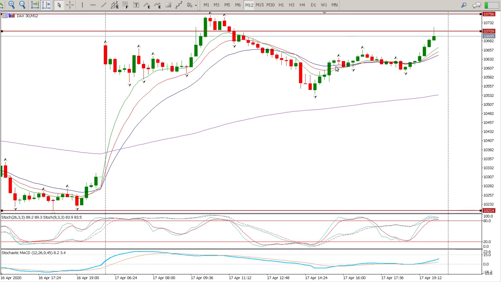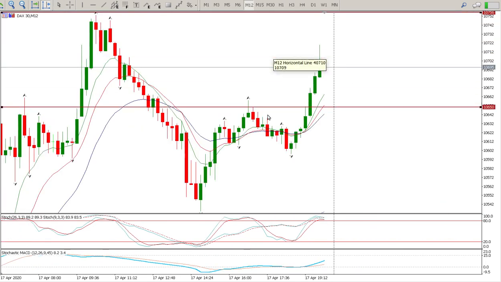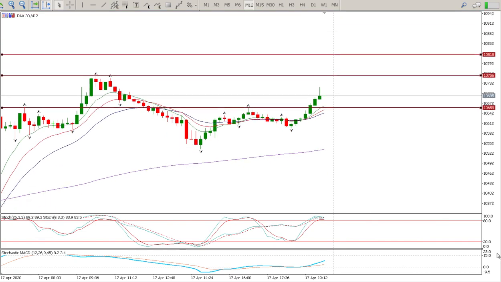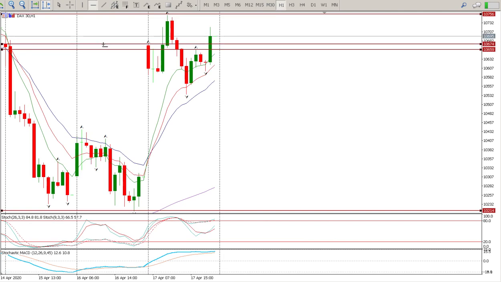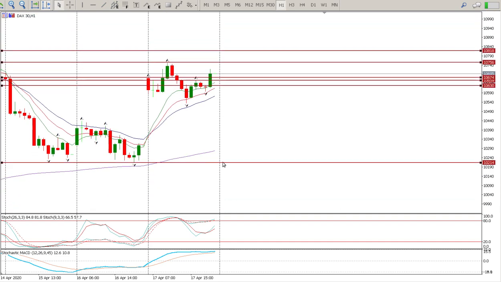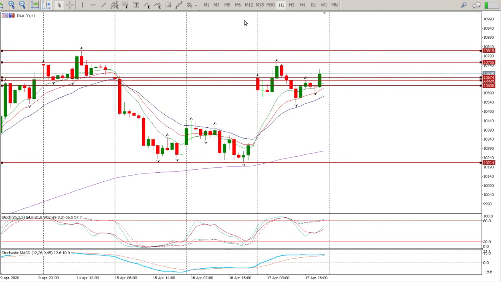Okay, so I think for today, what we're looking for is a pullback, back to 10,659. Just want to make sure it's on the hour as well, and there's another inside fractal there on the hour. So we're looking for a little bit of a pullback, 10,674, 10,659, and possibly even as far as 10,630. We're looking for a pullback there, and then a continuation to the upside, and targets are going to be 10,796 and 10,818. Okay, so that's kind of what I'm looking at the moment.